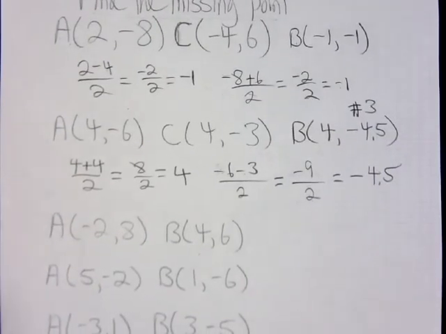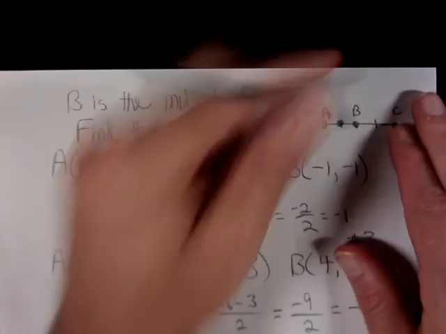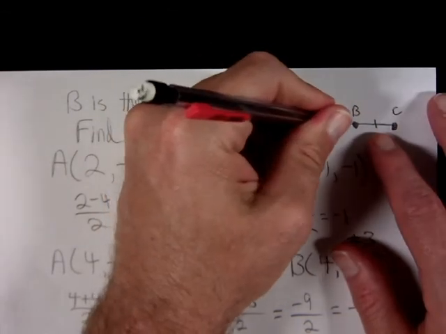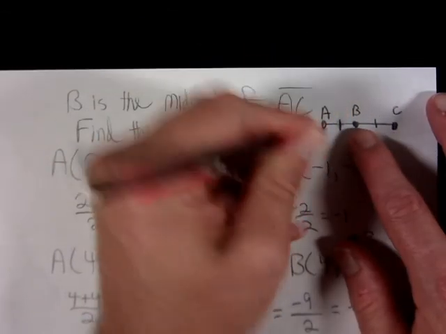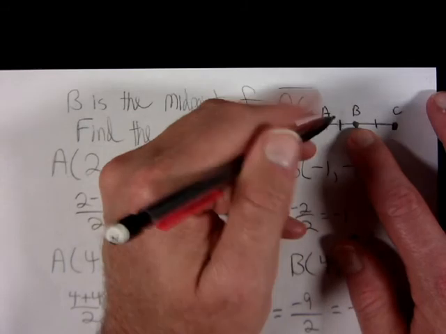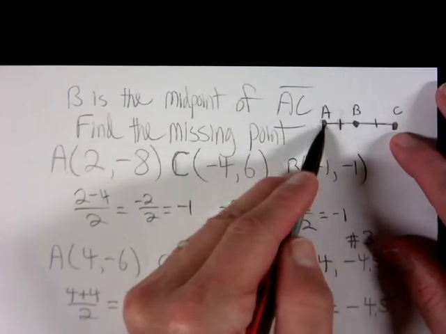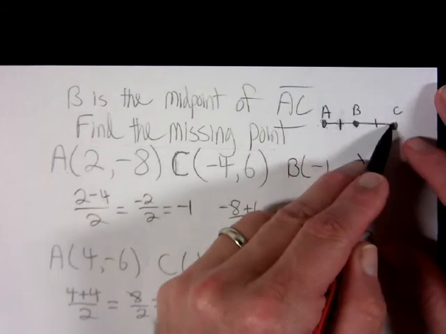All right, here's what I need you to think about. Remember, they've given me point A, which is one end, right? A is one end of the segment. And they've given me point B, which is the midpoint of the segment. Okay, so I need to find point C, which is the other end. So they've given me one end and the middle, and I need to find the other end.